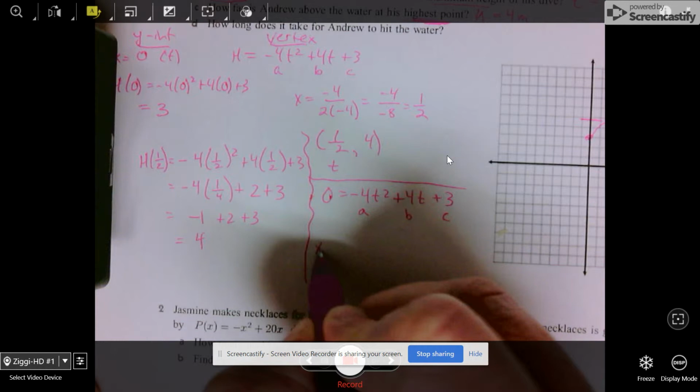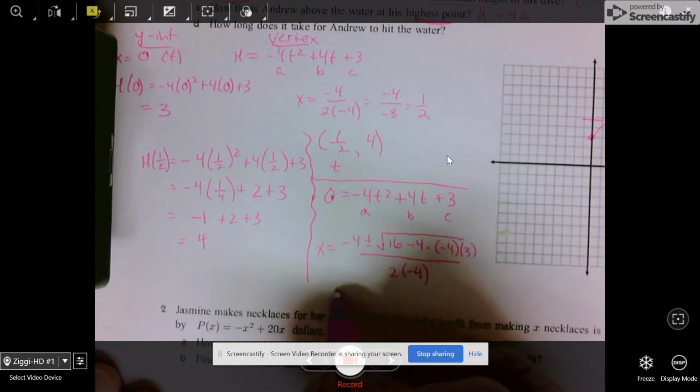And be careful. You might want to use your calculator here, but we have 2 negatives, so that's going to really be a positive. So the square root of 16 plus 48 all over -8. And then it's just a matter of simplifying.